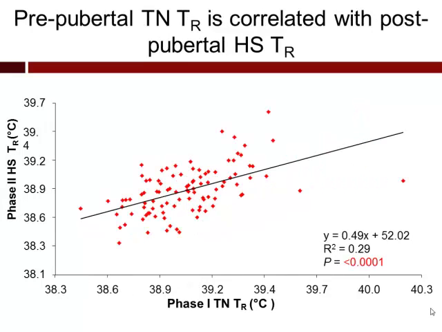But interestingly, the prepubertal thermoneutral rectal temperature is also very strongly correlated with the postpubertal heat stress response, meaning those gilts that had a lower resting thermoneutral rectal temperature had a lower heat stress response with respect to rectal temperature later in life. So 5 months later, it had predictive value.